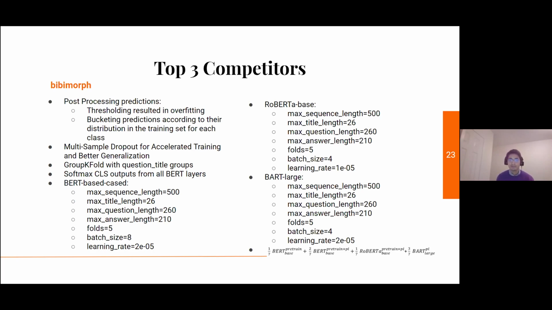For Roberta, similar parameters for sequence length, title, question, and answer length, but they varied batch size, and the learning rate was 1e-5. And BART, the same thing for sequence, title, and question and answer length, but they kept the same parameters as BERT with batch size of 4 and learning rate of 2e-5. And then the final step that they used was blending. They gave more importance to BART and to BERT, and equal weight to both the BERT pre-train and a Roberta pre-train with the pseudo labels.